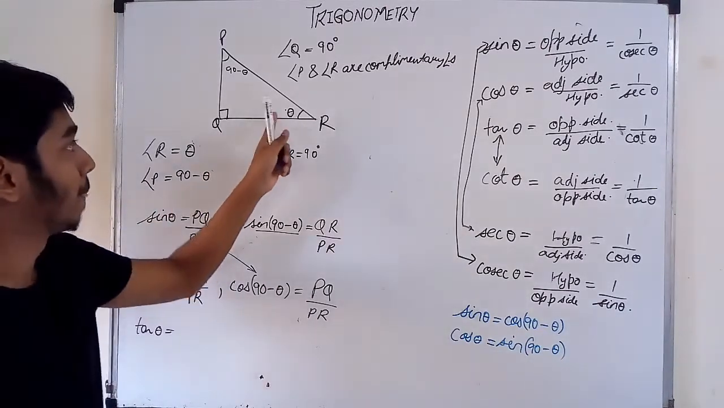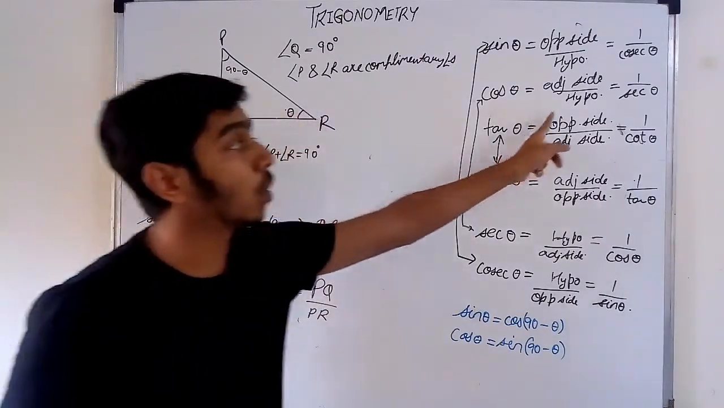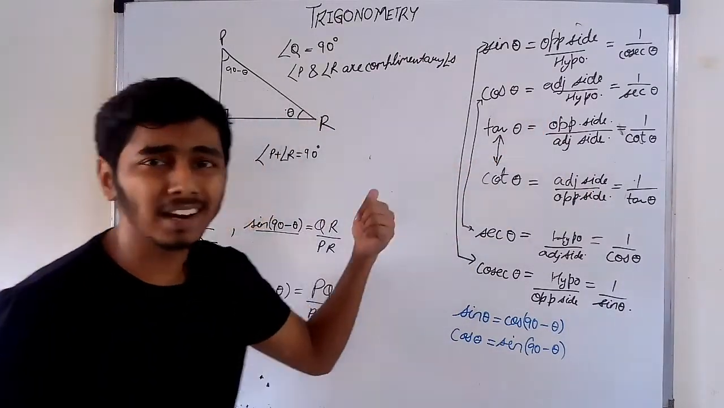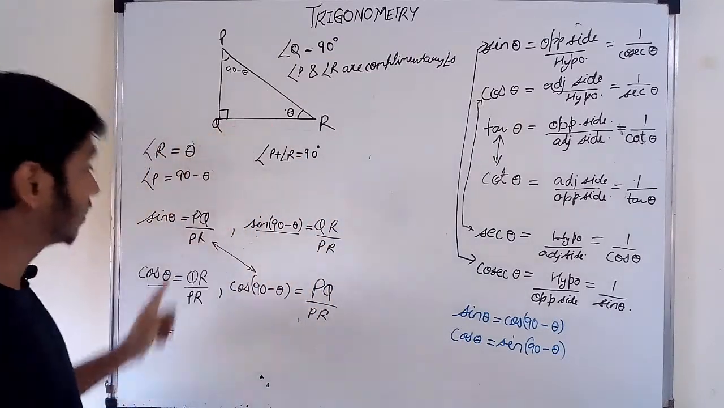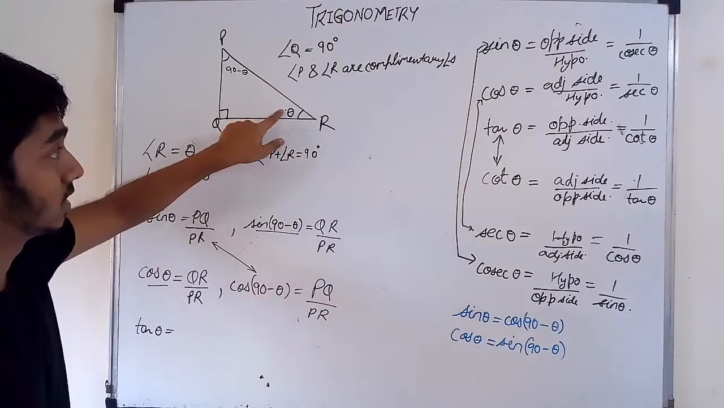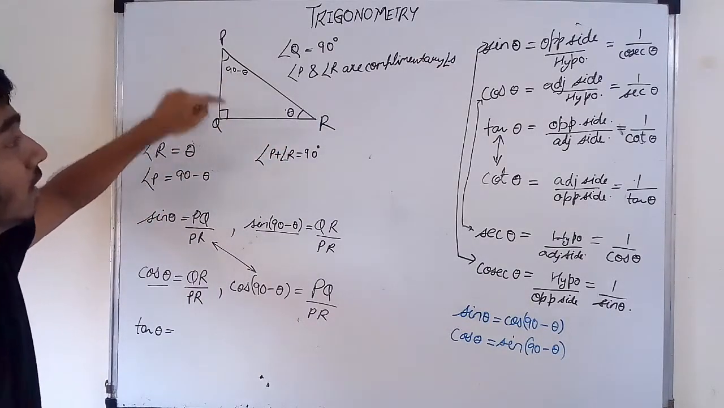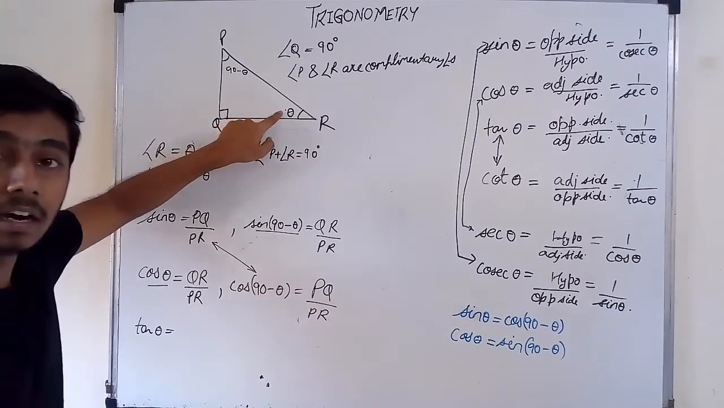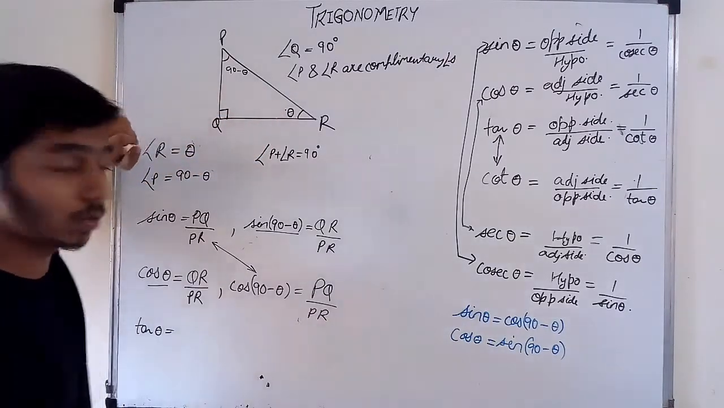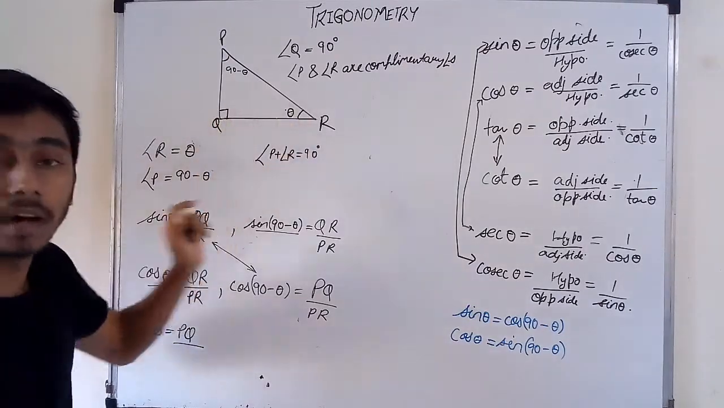So tan theta, theta is this, tan is what? Opposite upon adjacent. So it's quite understood how to find tan theta from this triangle. For theta, the opposite side is PQ, so PQ upon adjacent, which is QR.